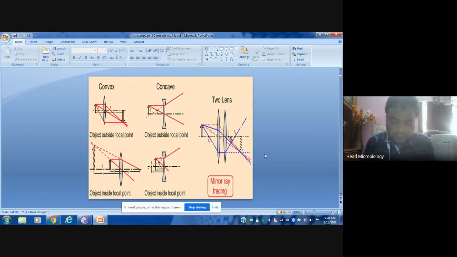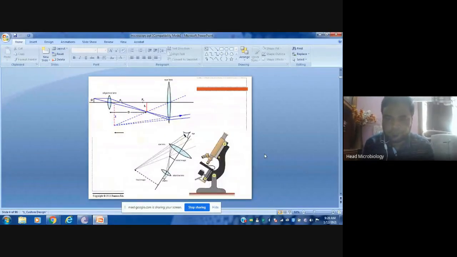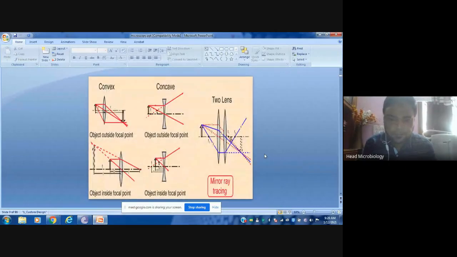Can you tell me what those errors are? Chromatic aberration and spherical aberration. What is chromatic aberration and what is spherical aberration? You must have studied it in your physics. Tell me. Somebody, Gautam, what is chromatic aberration? What is spherical aberration?